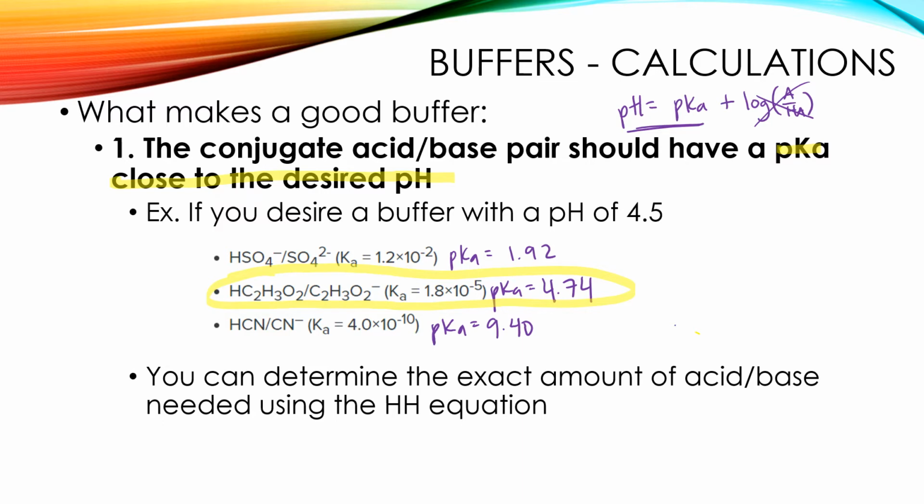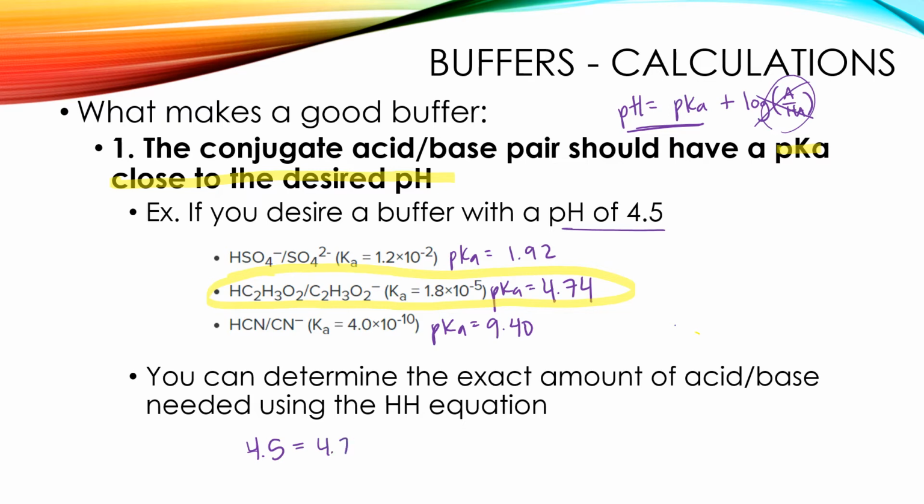If I want to know the exact amount that I would need to add of each in order to get exactly 4.74, I can use the Henderson-Hasselbalch equation. So, again, I reiterate, if the pH equals pKa, then I just know that the acid and the conjugate base need to be equal. But when they're not equal, I can use the Henderson-Hasselbalch to figure out how much of those I would need.